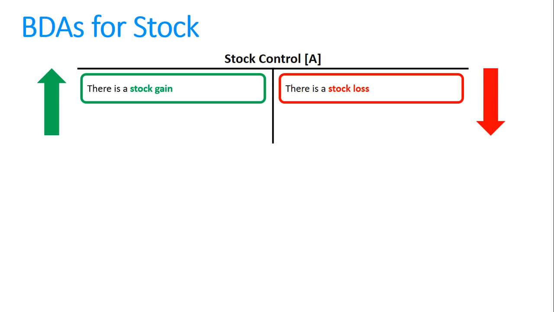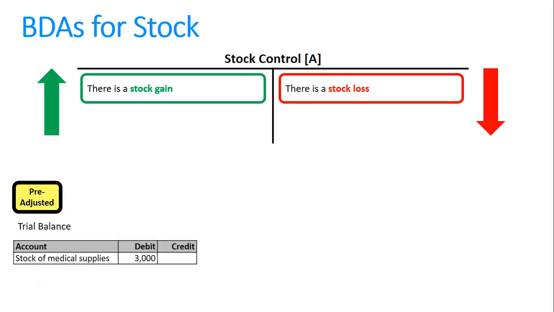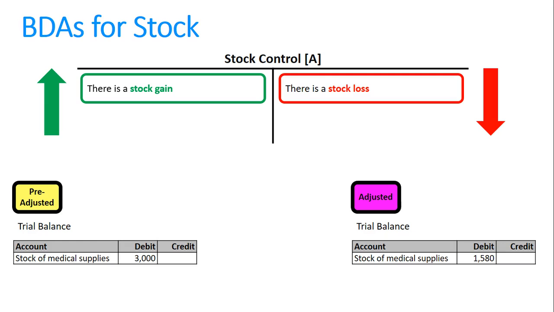Why is this figure different from the original trial balance? It's because the original pre-adjusted trial balance said $3,000. The adjusted trial balance says $1,580. So what's happened there is the stock figure is going to go down. Given there are only two choices, either a stock gain or a stock loss, it can't be a stock gain, because a stock gain would actually make stock go up.